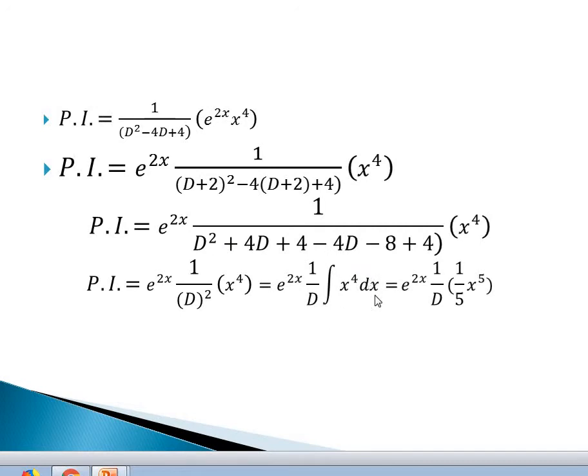So integration of x raised to 4 dx is x raised to 5 upon 5. Again 1 upon d is here. So all of you know 1 upon d is nothing but the integration. Again we have to use integration here. So integration of x raised to 5 upon 5, this term e raised to 2x is as it is, integration of x raised to 5 upon 5 dx is equal to e raised to 2x into x raised to 6 upon 6. So 6 into 5, that is 30. That is our final PI.